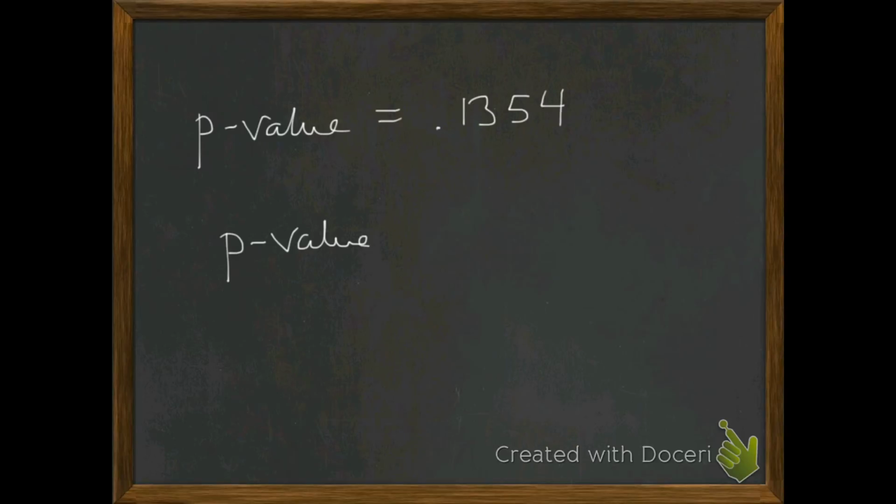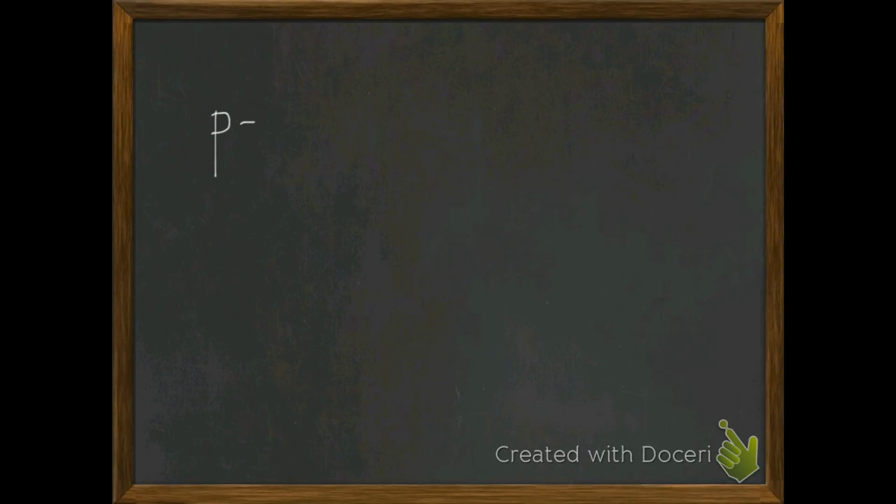Alright gang, nevertheless what we end up with is our p-value being equal to 0.1354, and our p-value is greater than or equal to our alpha, which gives us our same decision of failing to reject the null hypothesis. Now, in cases where our p-value is less than alpha, then we would reject the null.